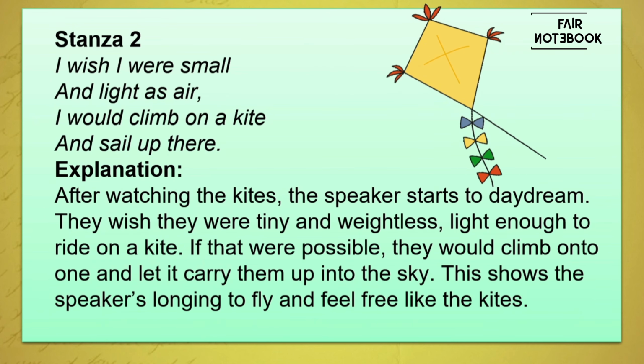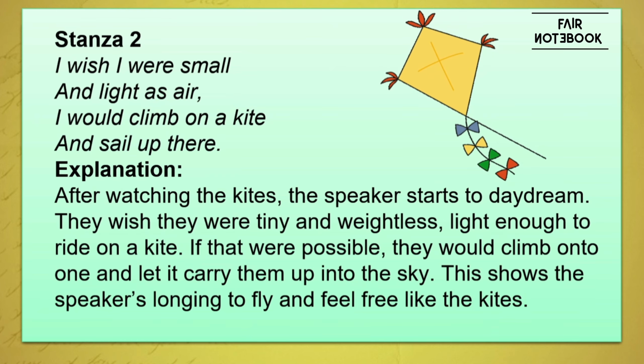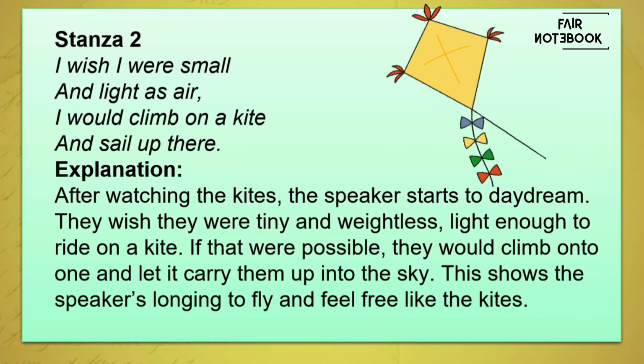Stanza 2. I wish I were small and light as air. I would climb on a kite and sail up there. Explanation. After watching the kites, the speaker starts to daydream. They wish they were tiny and weightless, light enough to ride on a kite. If that were possible, they would climb onto one and let it carry them up into the sky. This shows the speaker's longing to fly and feel free like the kites.